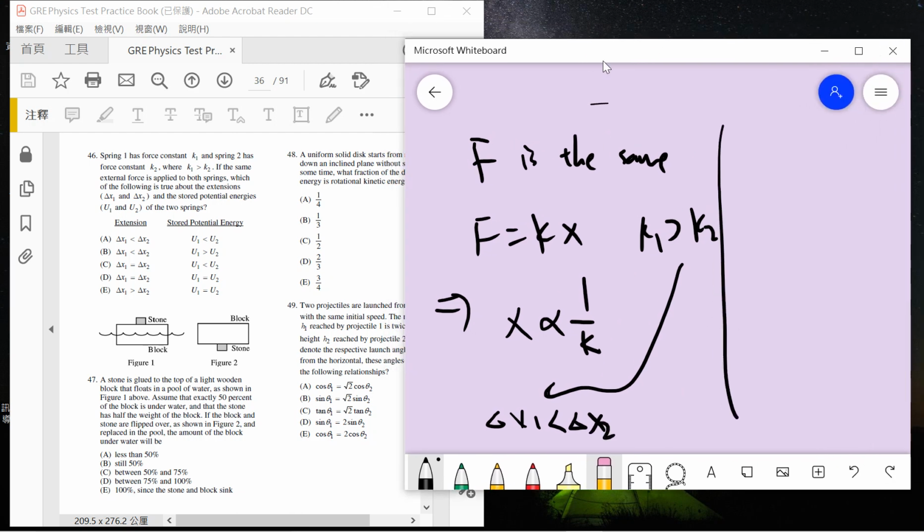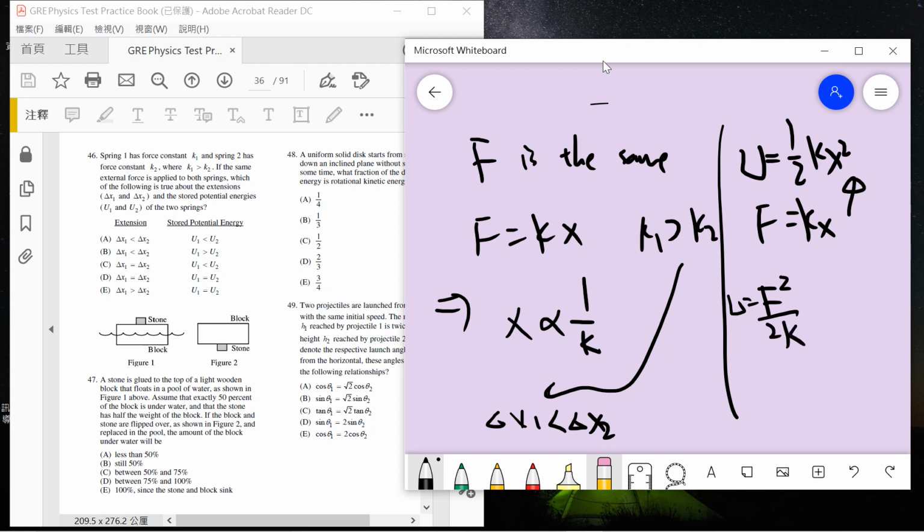And the second part asks about the potential. Basically, the potential is half k x squared, and the force is equal to kx. So you can write it as force squared divided by 2k. And the force is the same, so it's the same result: delta u1 less than delta u2. So the answer is x1 less than x2 and u1 less than u2. So we should choose A.